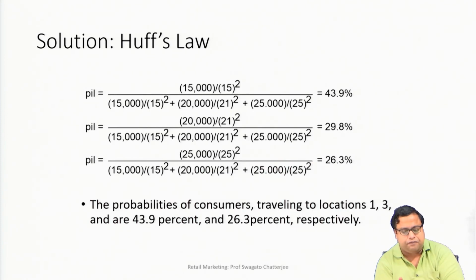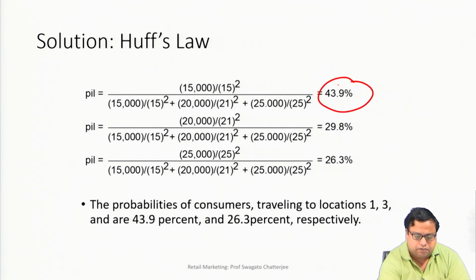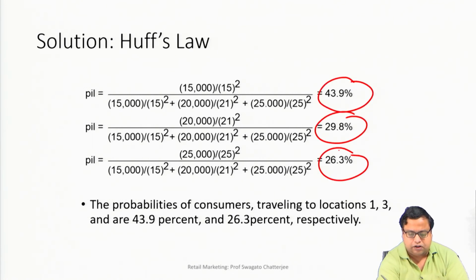Based on Huff's law, we have just calculated, using the equation I wrote, the probabilities for stores 1, 2 and 3. These are 43.9, 29.8 and 26.3, which is the probability of going to a particular store. Based on the calculation we can find this out.